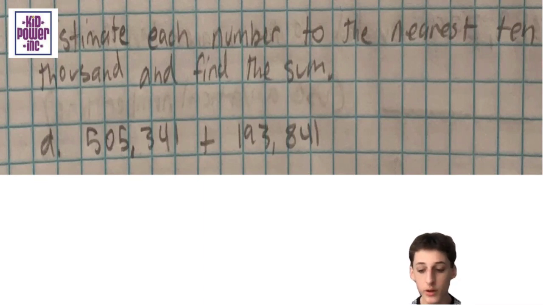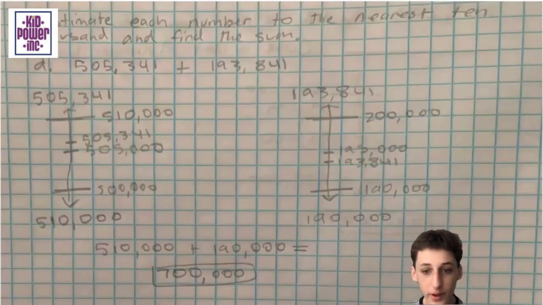And for the answer, how I did it is I did two vertical number lines. I like using them personally. I'm a very visual person. So for the first number, 505,341, I put my extremes, 510,000 and 500,000, and then I created my halfway point of 505,000.